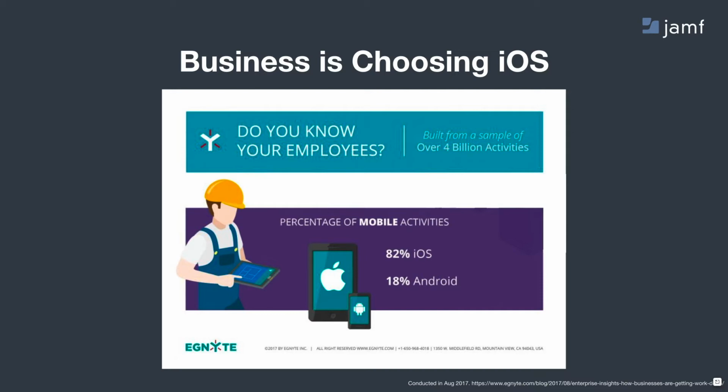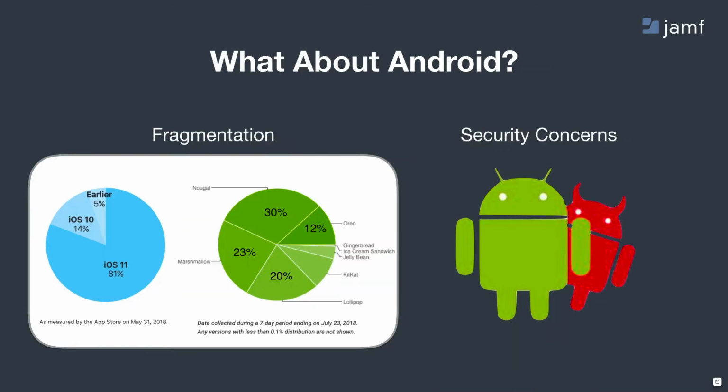Now you may be saying, well, okay, great, Nick, what about Android? And it's a fair question because they certainly do make some good products out there. But I want to address what it would look like for some concerns that we've heard from the marketplace. First, one concern is fragmentation. On iOS, 95% of devices out there are running the two latest versions, iOS 10 and 11.